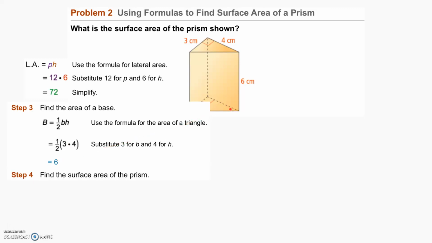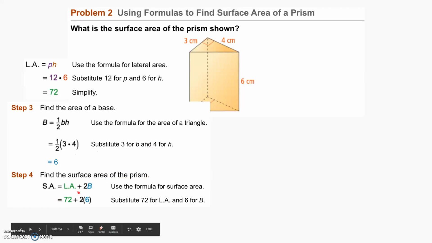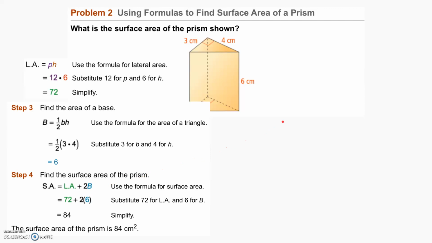Step 4, we need to find the surface area of the entire prism. Remember, we found the lateral area, but that only gives us the side areas, doesn't include the top or the bottom. So we've got to add now twice the area of the base. So if we look at this, we've got 72 as the lateral area, 6 as the base area. Plug that in, we've got 72 plus 2 times 6, and that should give us 84 centimeters squared.